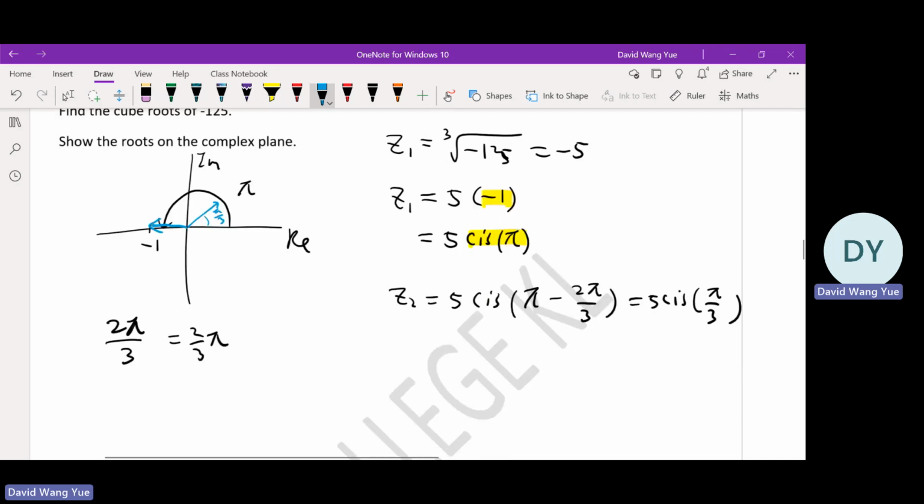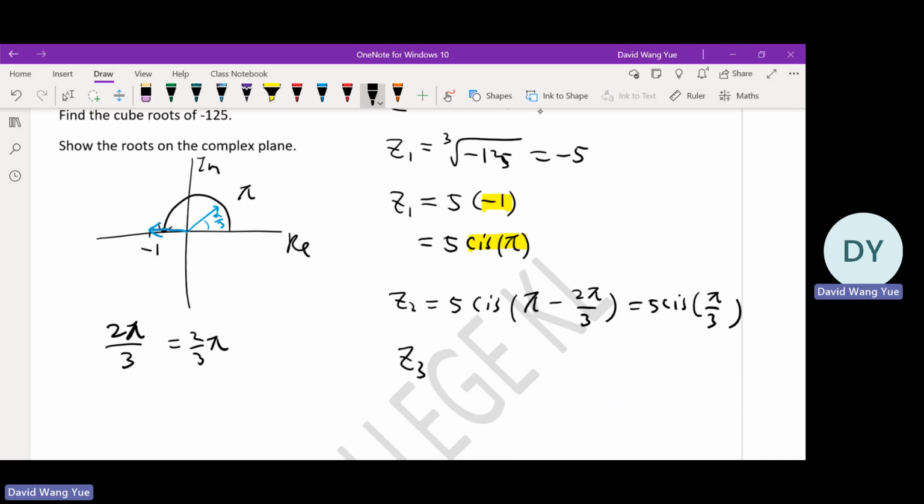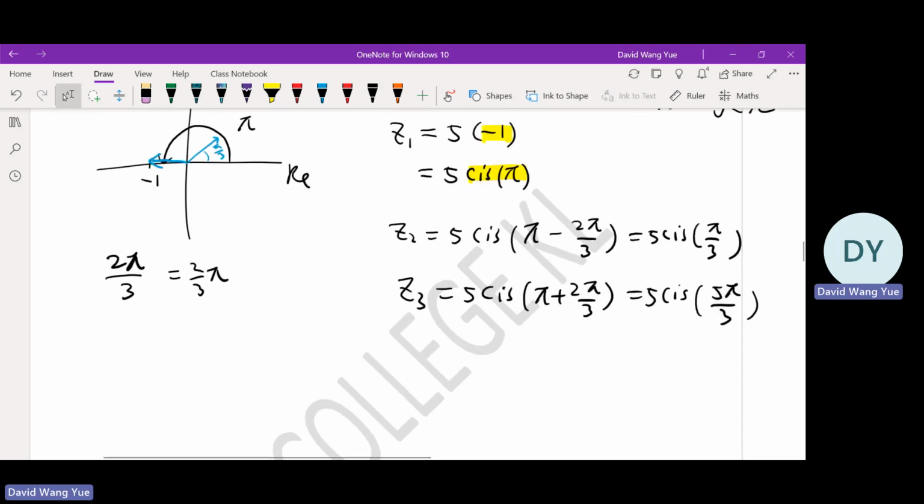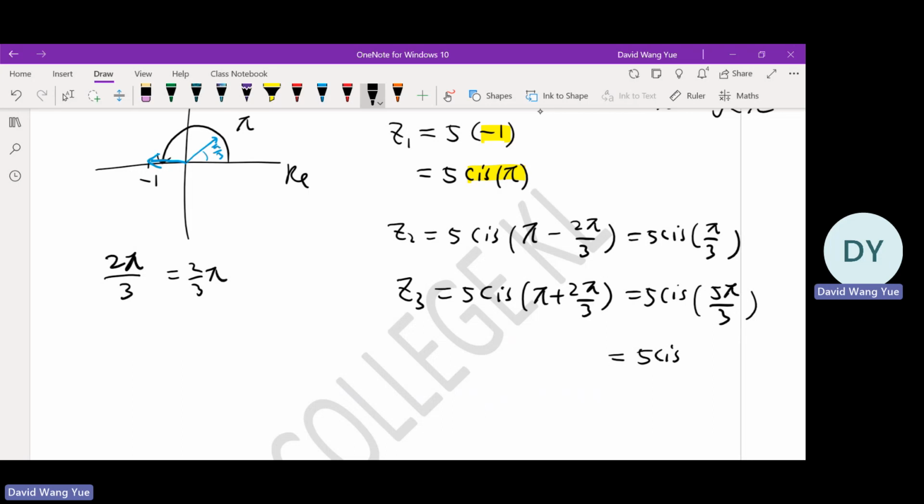Now you may wonder, why can't we add? Yes, we can. Let's see. Pi plus 2 pi over 3 is 5 pi over 3. The problem is the argument. The argument is always more than -pi and less than or equal to pi. So obviously 5 pi over 3 is bigger than pi already. Since both the sine and the cosine have a period of 2 pi, we just minus 2 pi. So that is the third root.